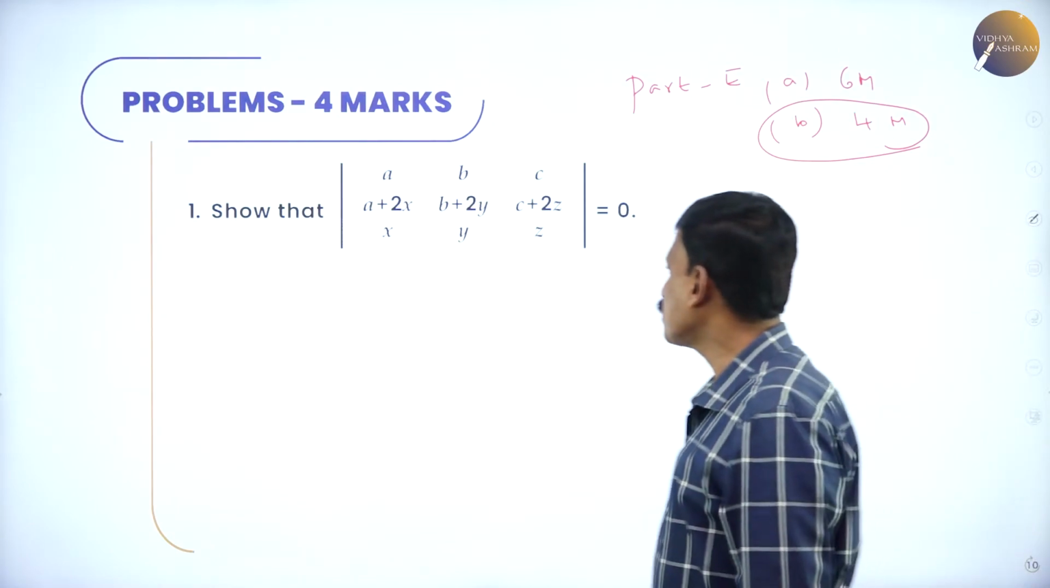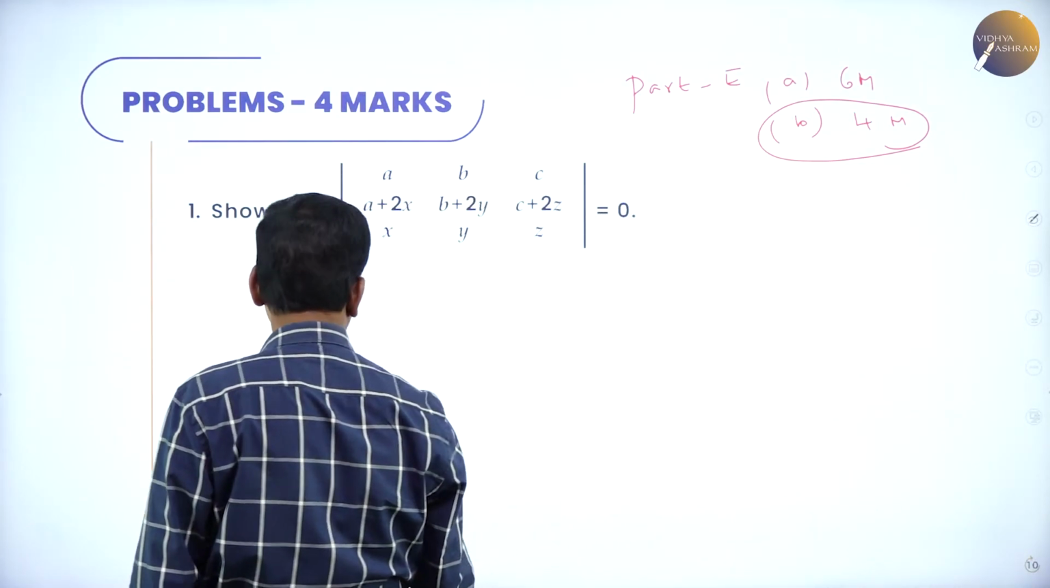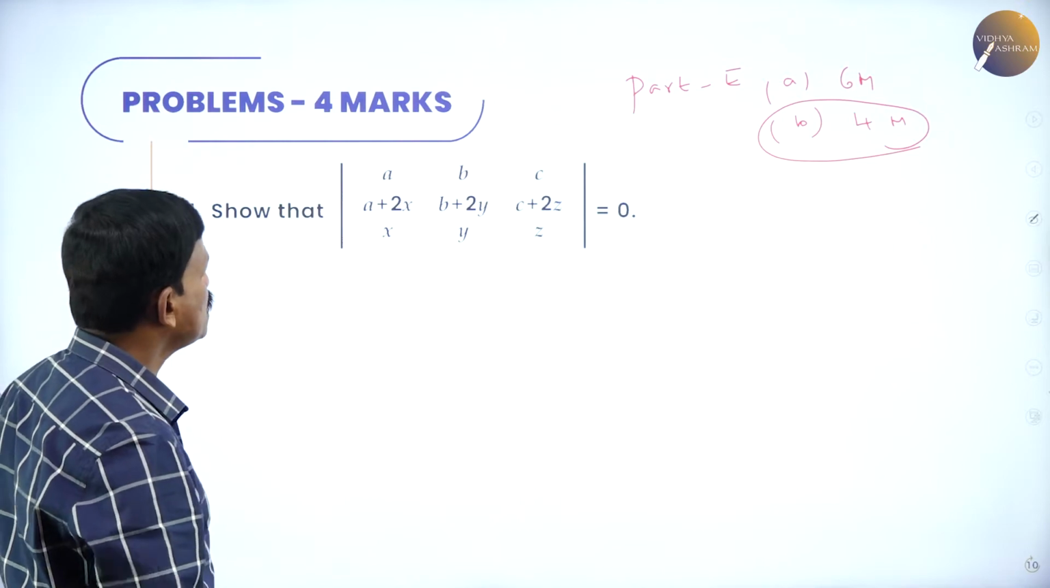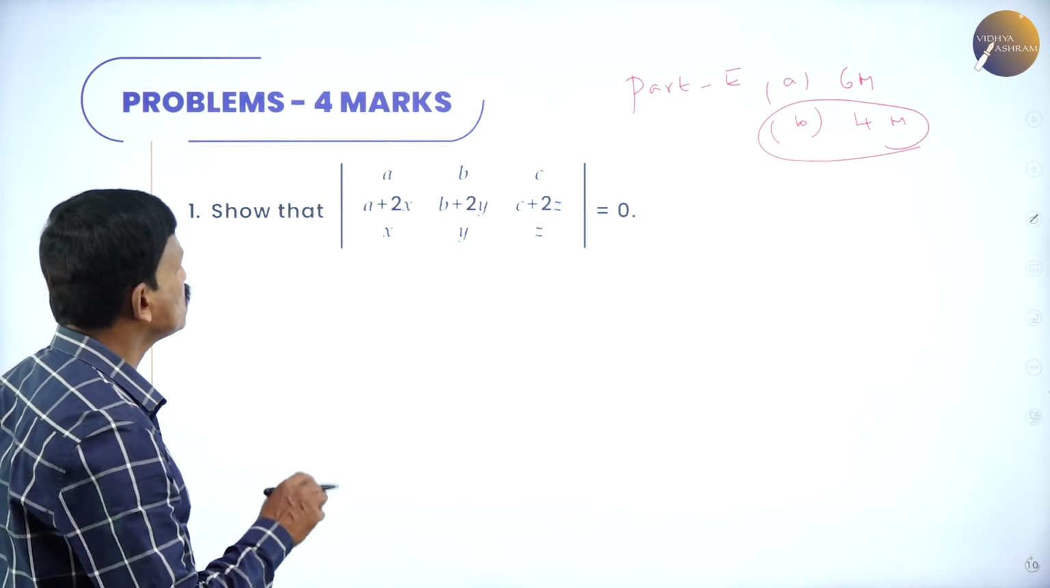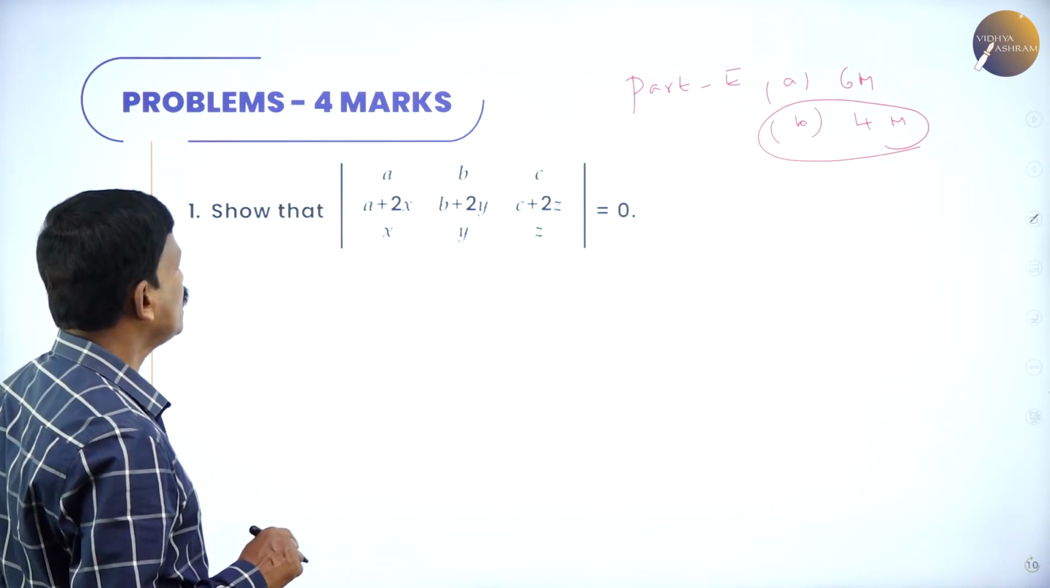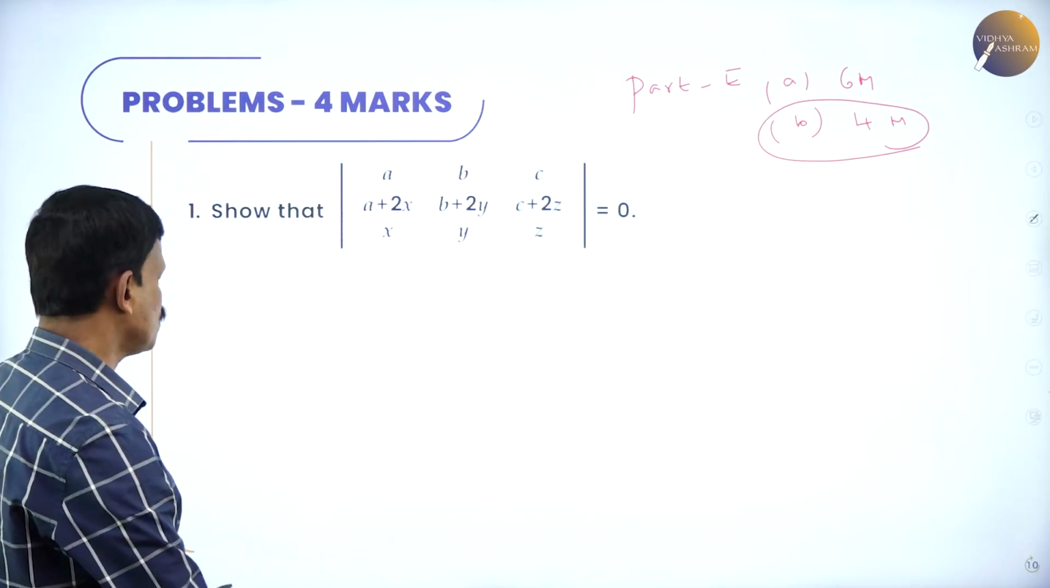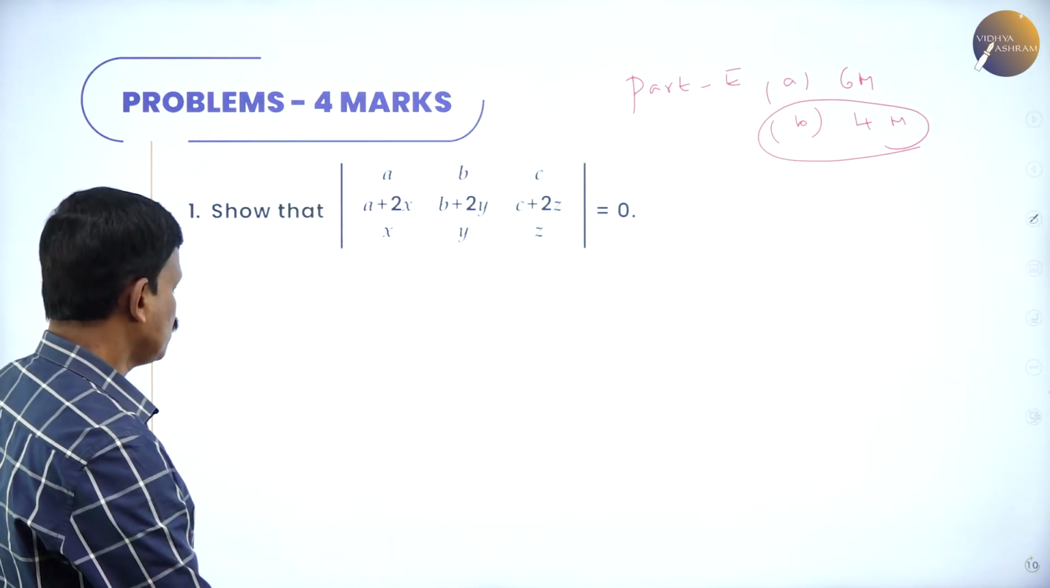Now let us take the first problem. What is problem number 1? Prove that the determinant with first row A, B, C, second row A plus 2x, B plus 2y, C plus 2z, and third row x, y, z is equal to 0. Now what is to be done here?